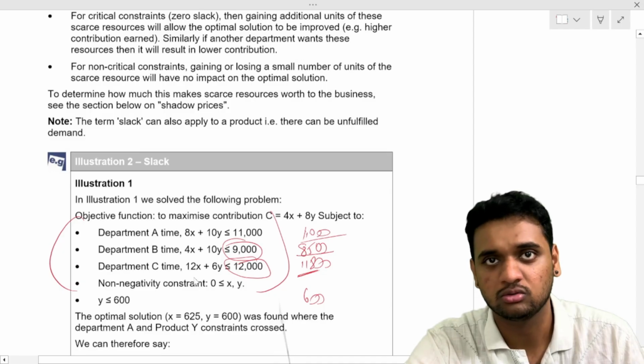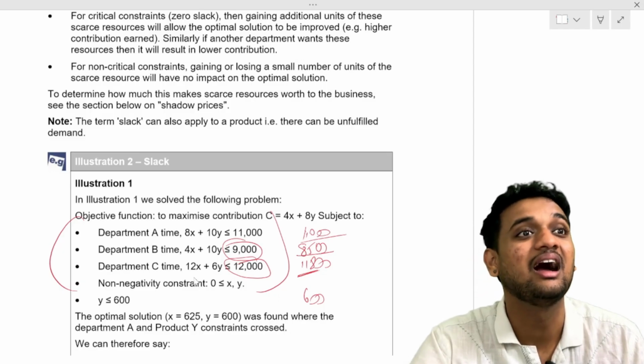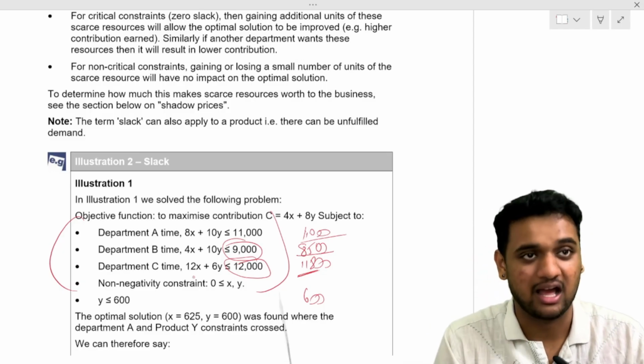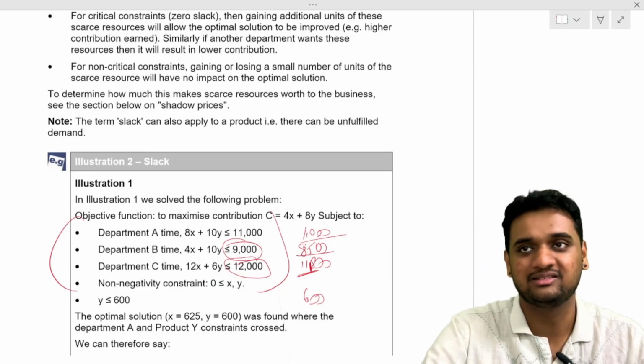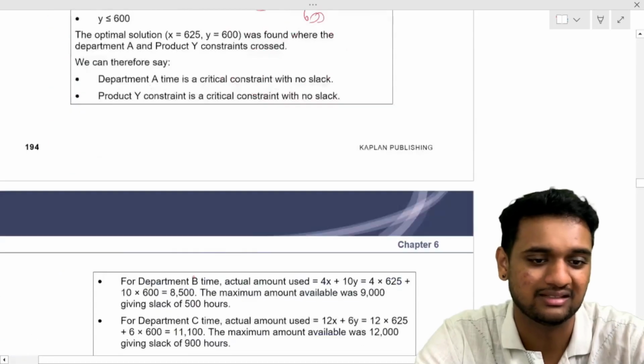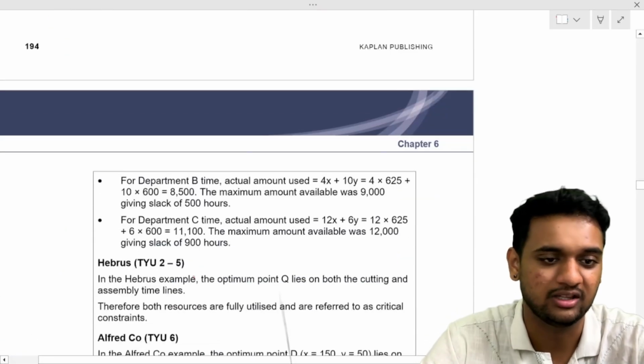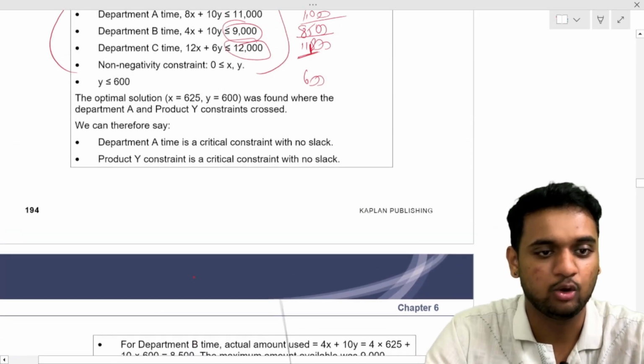11,800, you told, no? 11,100, okay, 11,100. That means 900 hours will be our slack time. Come down and see, that is what they've given. Department A, we'll go through everything.